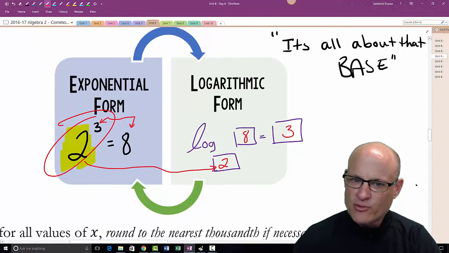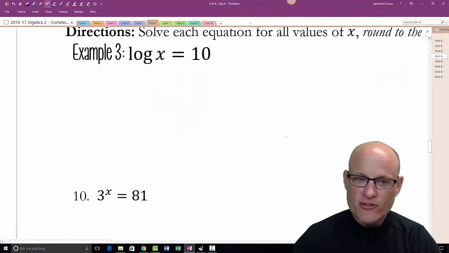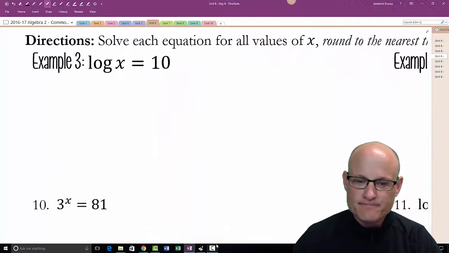We're going to get some practice with that. That's how you change the form. Now, before I solve these practice problems, let me take a little break.